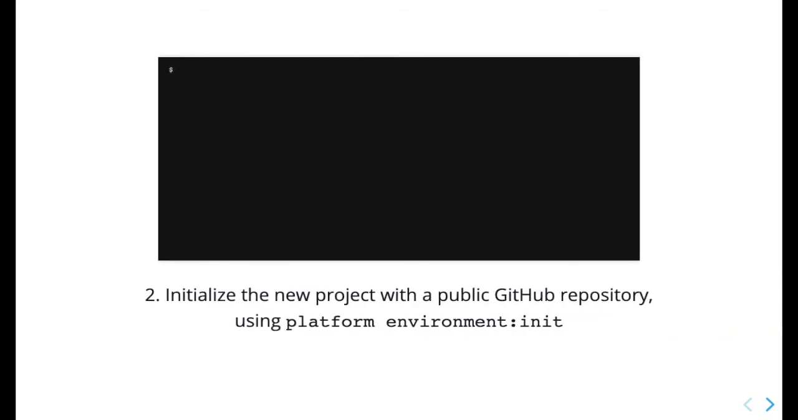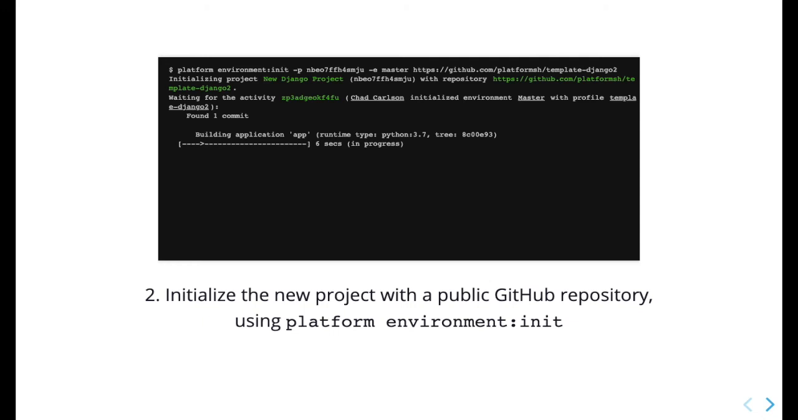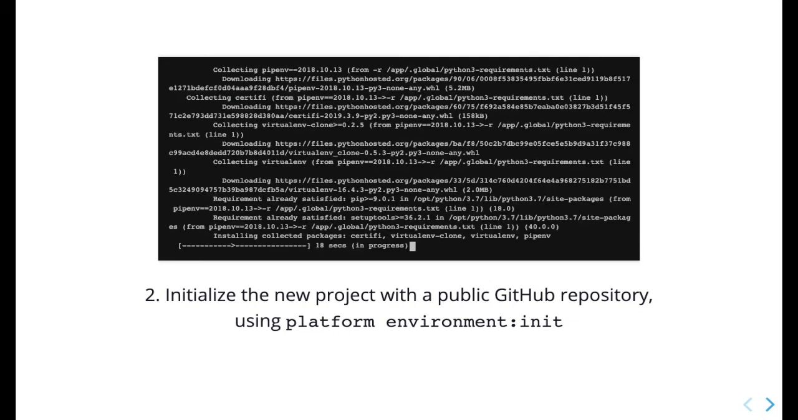Next, you can use the CLI command platform environment init along with the project ID to initialize the project with an existing Django repository, such as one of our Django templates. So long as the repository contains Platform.sh configuration files, it will then build and deploy the site.